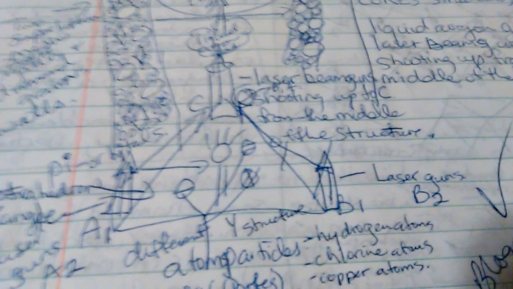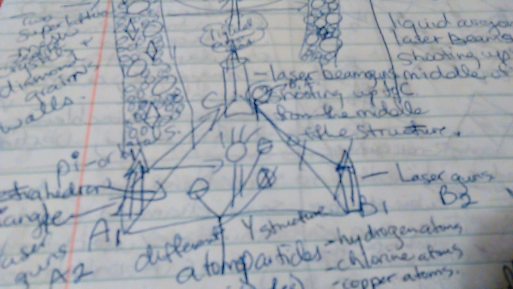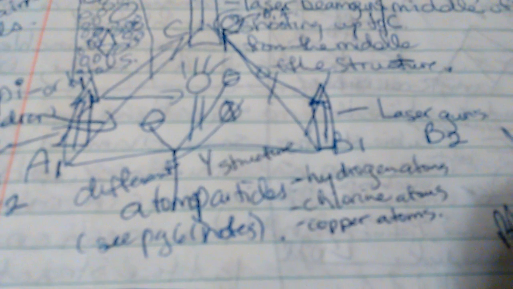So basically A and B will be firing up to C. And you can see the laser guns, B2 and B1. You got laser guns on either side of the tetrahedron, on either end. In the middle it shows the pi orbitals, and then it's got the different types of atom particles in the middle, which we saw in the previous diagram 7.1, on page 60. So that's the hydrogen atoms, chlorine atoms, and copper atoms in the middle part of the tetrahedron triangle. That actually becomes a vacuum quantum particle accelerator.